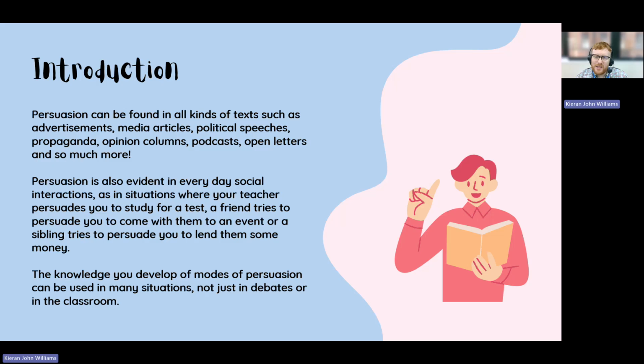So persuasion is not just something we study, it's something we live. We can find it in texts like advertisements, media articles, political speeches, propaganda, opinion columns, podcasts, and open letters. But it also appears in everyday life as well. A teacher persuading you to study, a sibling persuading you to lend them some money, or a friend persuading you to join them at a concert, or something like that.